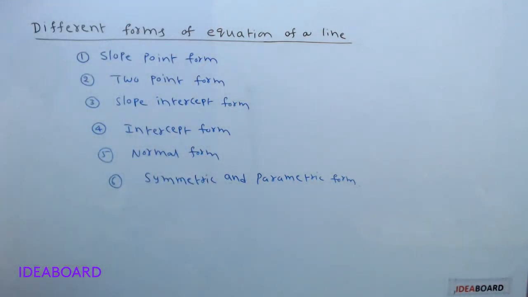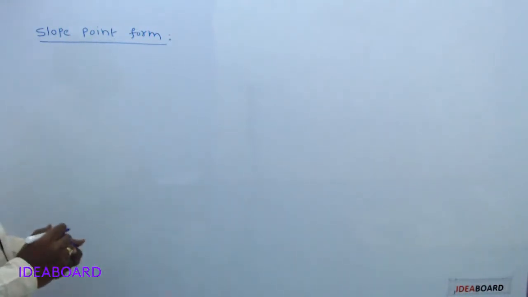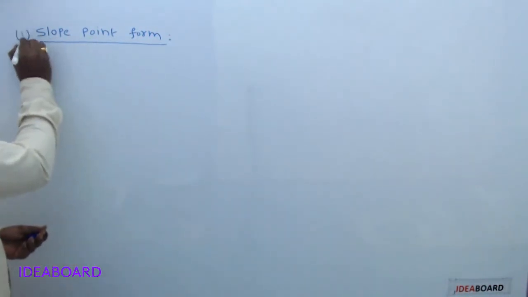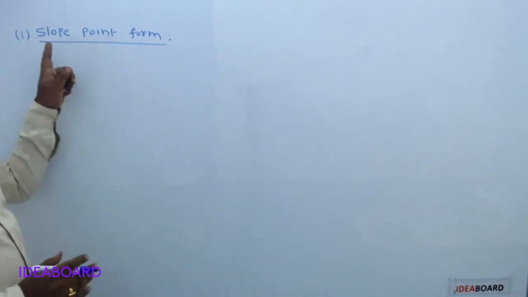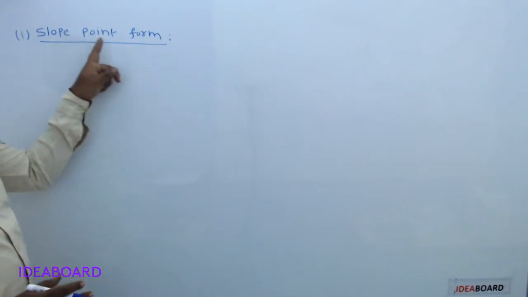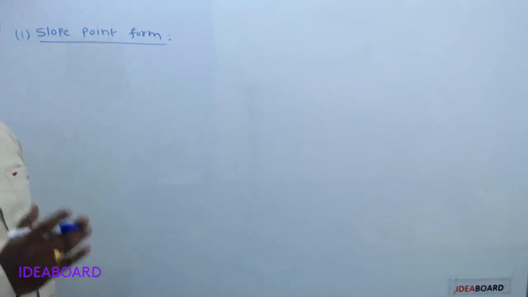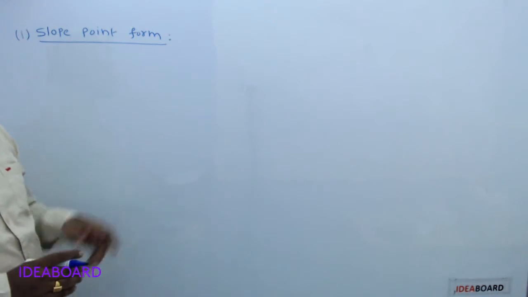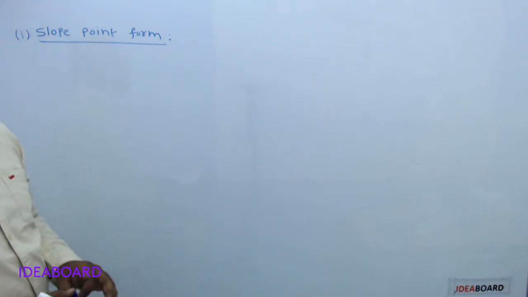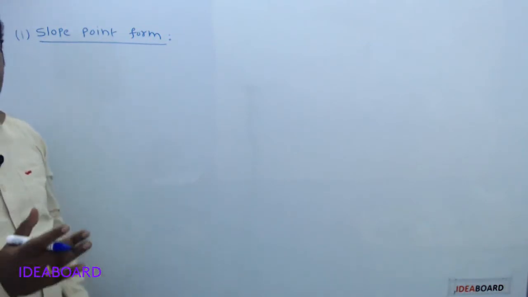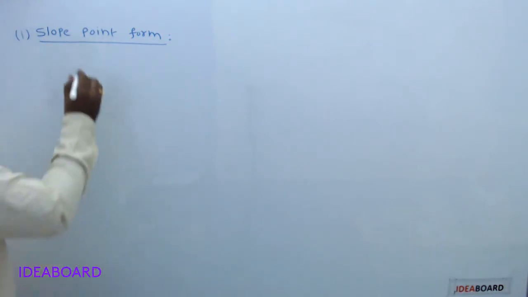Now first we will discuss slope point form. What is slope point form? When slope is given and a point is given, how to write down the equation of a line? When a point is given, slope is given, how to find the equation of a straight line? Now see the statement in this form.